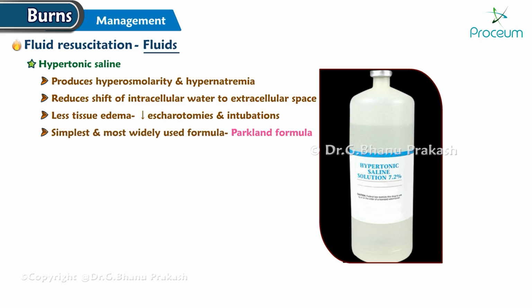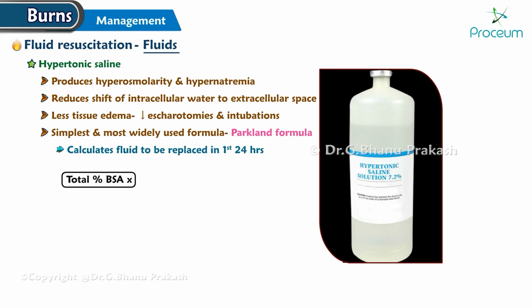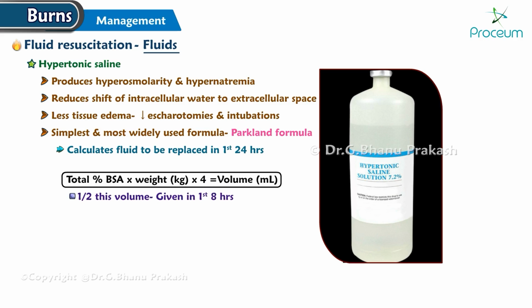The simplest and most widely used formula is the Parkland formula. This calculates the fluid to be replaced in the first 24 hours by the following formula: total percentage body surface area multiplied by weight in kilograms multiplied by 4 equals volume in milliliters. Half this volume is given in the first 8 hours, and the second half is given in the subsequent 16 hours.